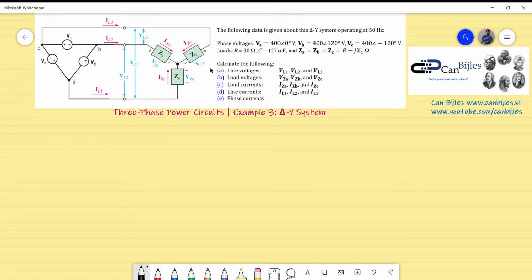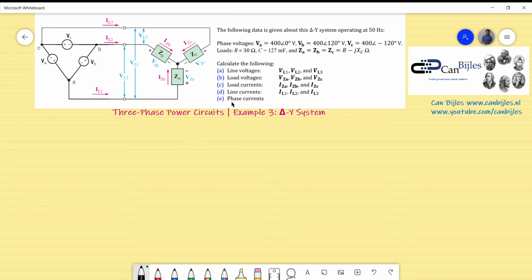Alright, and so we have a couple of questions. The line voltages, that's question A, are actually between these points, these nodes, and from that point to that point all the way. So it's shown here, VL1, VL2 and VL3. We need to calculate the load voltages, so the voltage drop across each load. We need to calculate the load currents, so the current flowing through each load. And we also need to calculate the line currents, so the current flowing in this line: IL1, IL2, IL3.